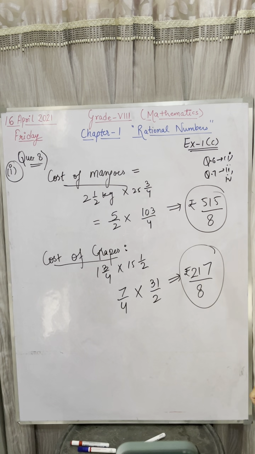Up to here is clear? Up to here is clear to everyone? I just multiplied the fractions.